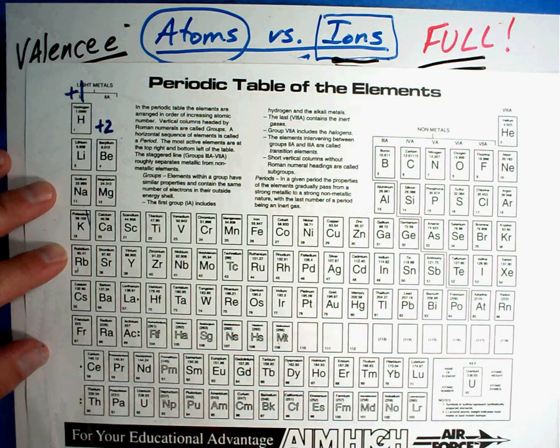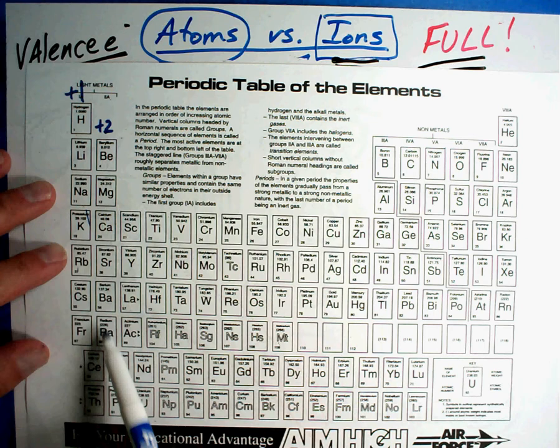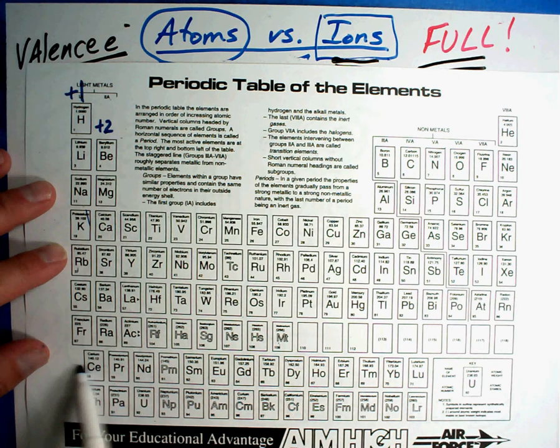Now when I say in the column, all the way to the bottom, all the way to the bottom. Now we're not going to go into these 2 rows because these guys are the inner transition metals. We're not talking about those. Now you don't have to draw that line. I'm doing it on mine so that you can see. So all the way down, all these guys, +2 charge.